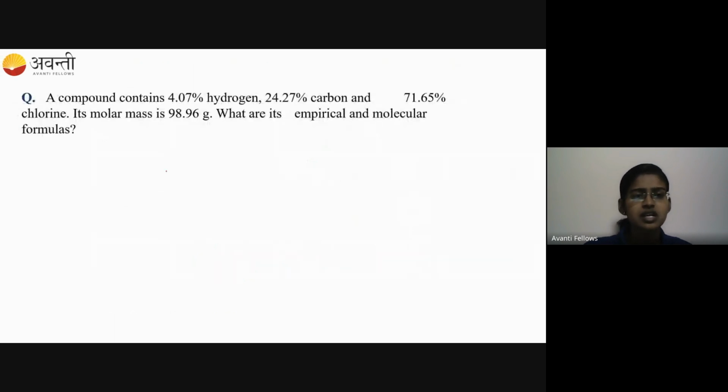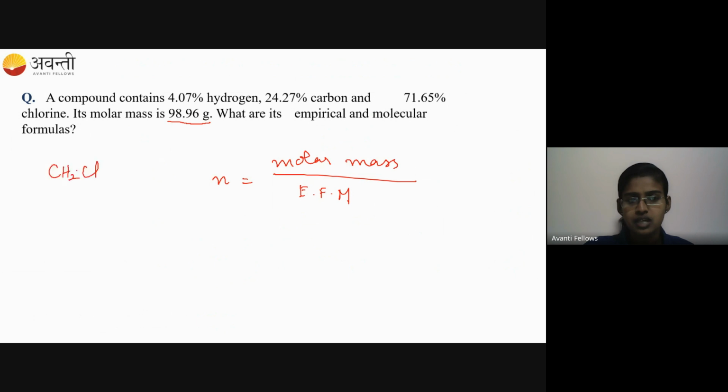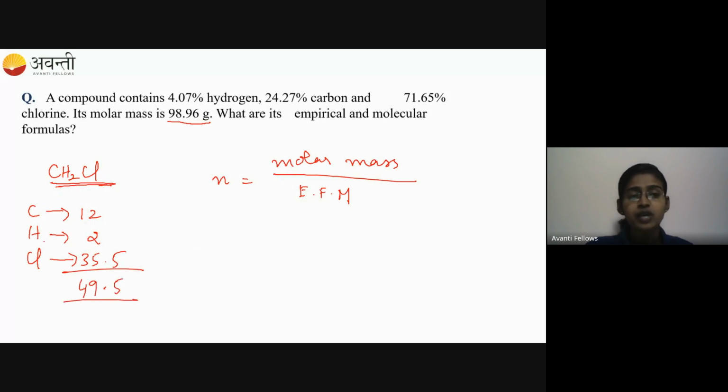Just you see here, the molar mass is 98.96. So N is equal to molar mass divided by empirical formula mass, right? The empirical formula is CH2Cl. What is the empirical formula mass? For 1 carbon it is 12, for 2 hydrogen it is 2, and for 1 chlorine it is 35.5. So what is the answer? 49.5 is the empirical formula mass of the compound.